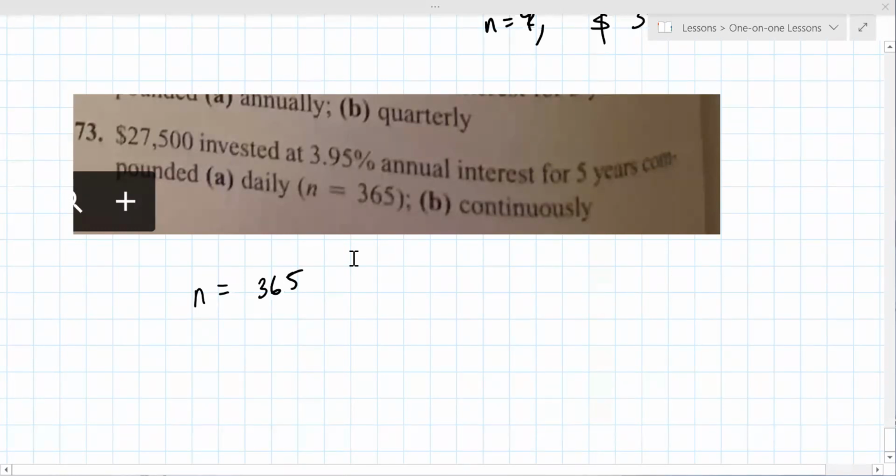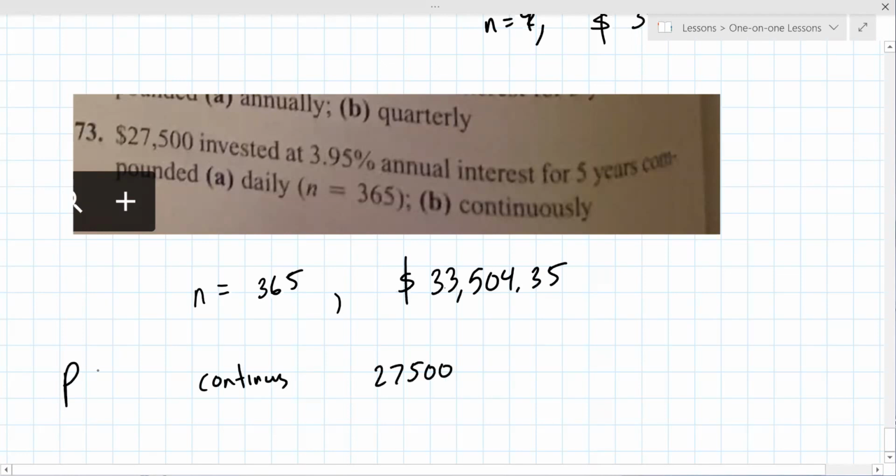It would say continuous, and if it was, you'd use PERT. Isn't part B continuous? Oh, I'm sorry, I didn't notice that yet. Yeah, it is continuous, so it is PERT for that. So for continuous, it's 27,500 times P-E to the RT.